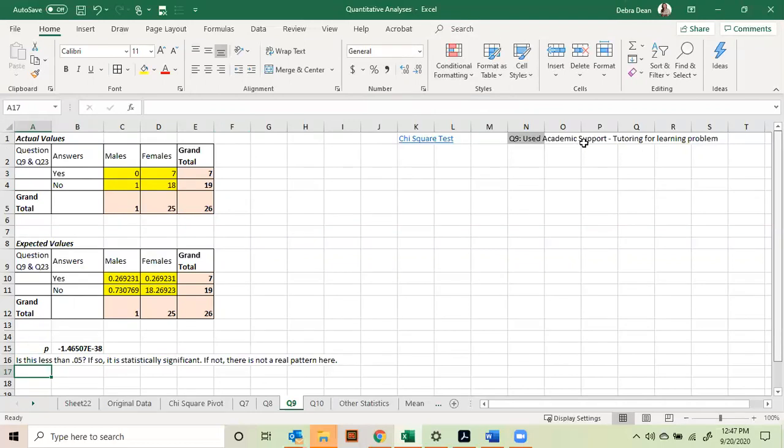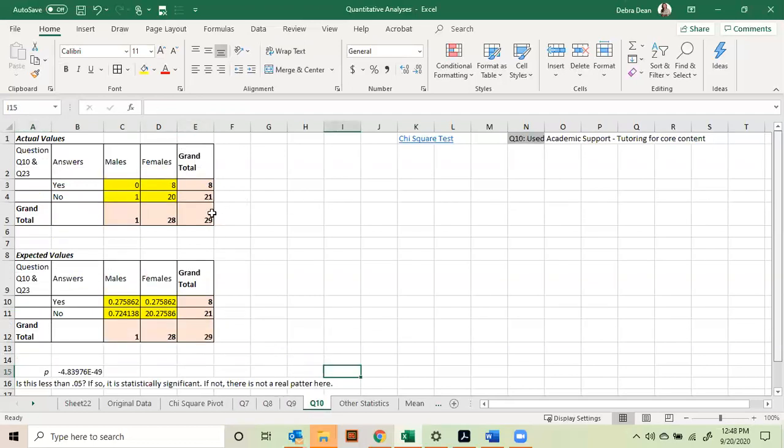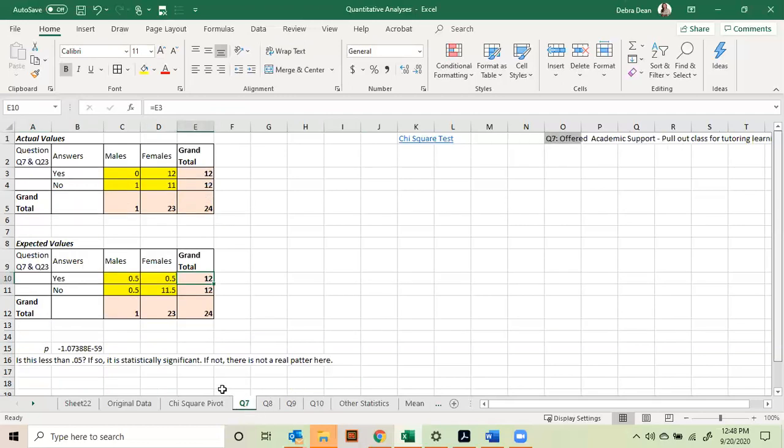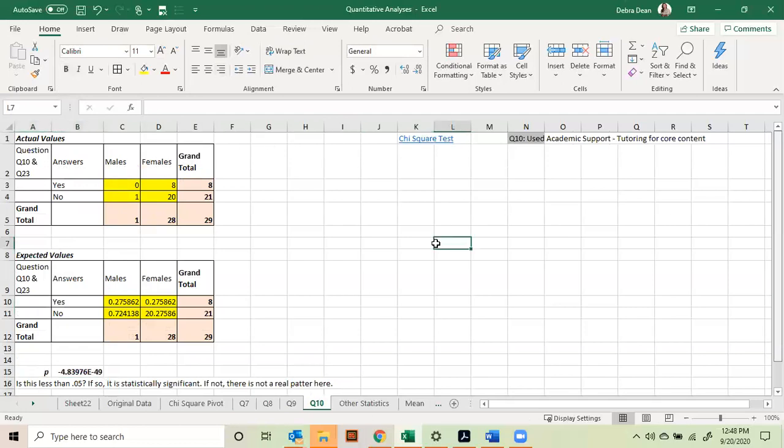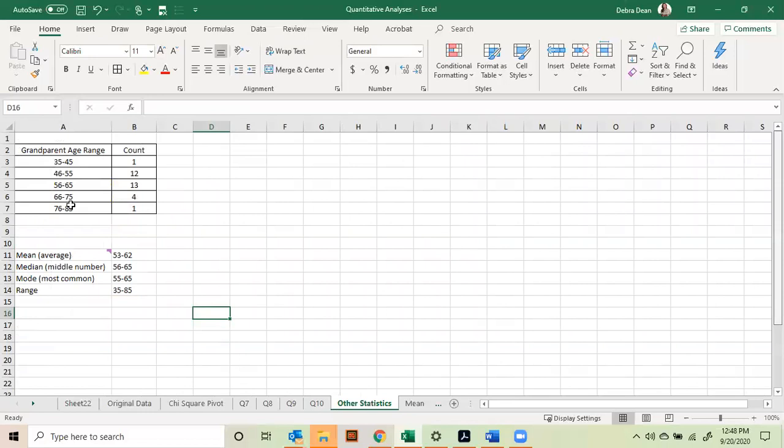That means that the gender of the grandparent does not have any relationship whatsoever to whether their grandchild used academic support. Now what I did is I went ahead and did this for questions 7, 8, 9, and 10. And again, I'm only looking at the grandparent's gender with these. What we could do is look at this from maybe the child's age. We could look at it by the child's gender. There's a lot of options that you could use here, but this would give you an idea of how to run that test.